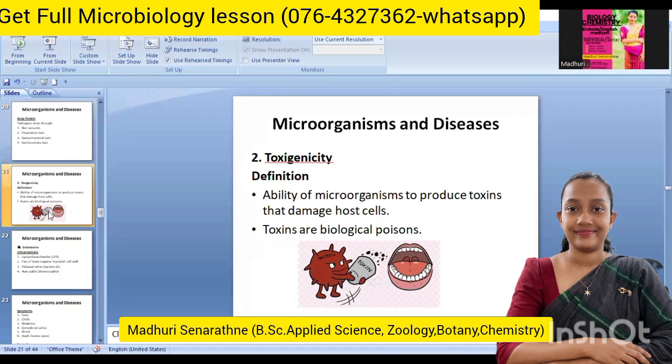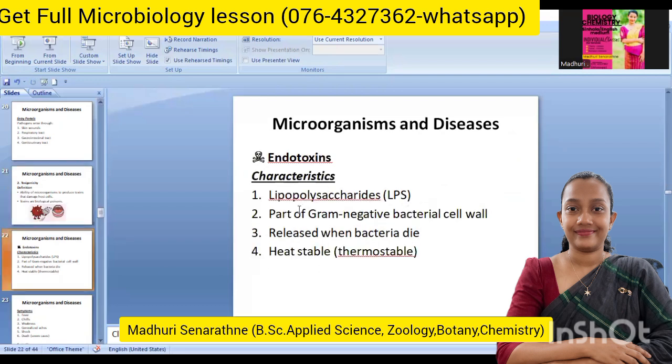Okay, the second major mechanism of pathogenicity is what? Toxigenicity. Toxigenicity is the ability of microorganisms to produce biochemical substances called toxins, which disturb the normal functions of cells. Toxins may be proteins or lipopolysaccharides. They produce specific harmful effects on the host and can therefore be considered biological poisons.